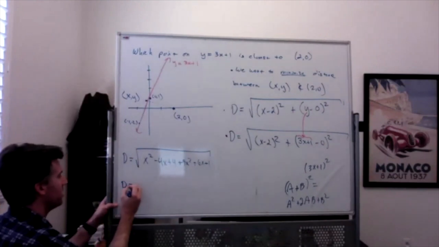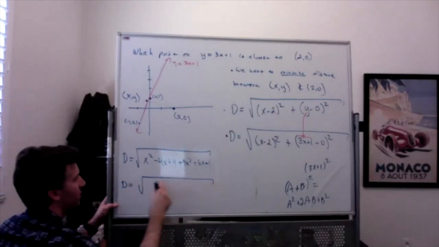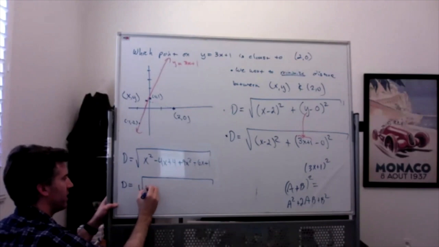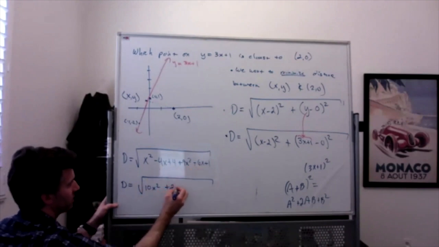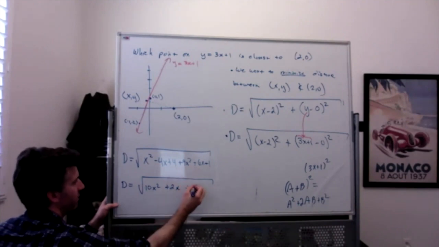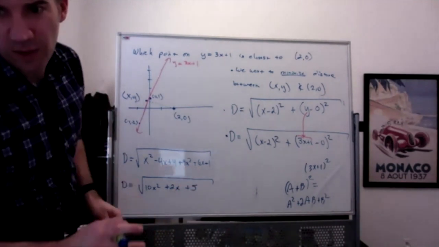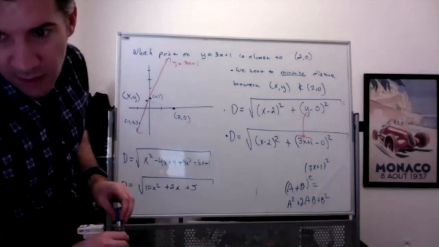I've got the distance is equal to the square root of x squared plus 9x squared, which is 10x squared. Negative 4x plus 6x is 2x. And 4 plus 1 is 5. This feels weird, but no, that's fine.